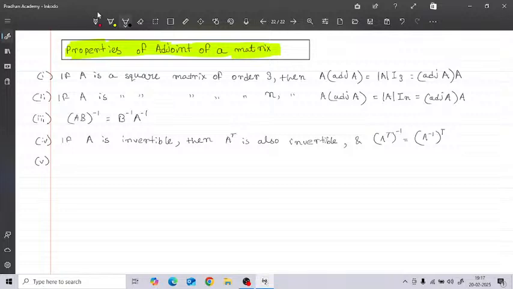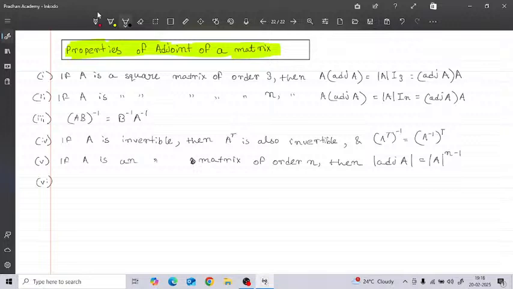Number 5. If A is an invertible matrix of order n, then the determinant of adjoint of A is equal to determinant of A to the power n minus 1.